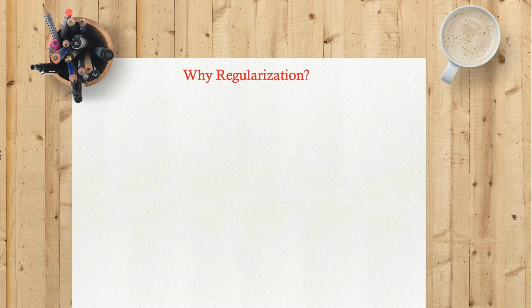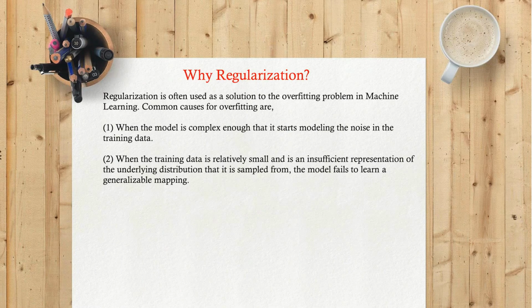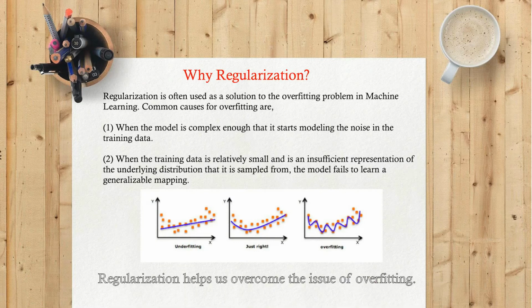Why regularization? Regularization is often used as a solution to the overfitting problem in machine learning. Common causes for overfitting are: 1. When the model is complex enough that it starts modeling the noise in the training data. 2. When the training data is relatively small, and is an insufficient representation of the underlying distribution that it is sampled from, the model fails to learn a generalizable mapping. Regularization helps us overcome the issue of overfitting.